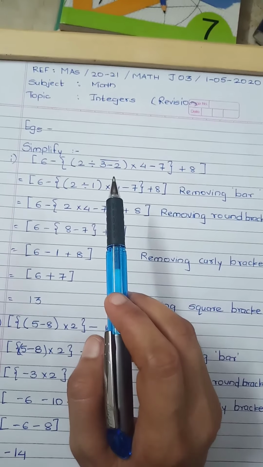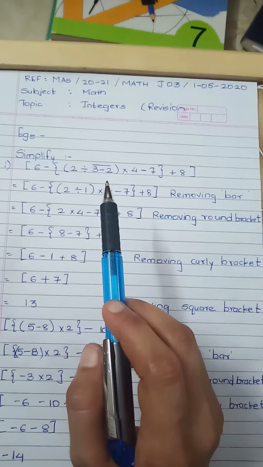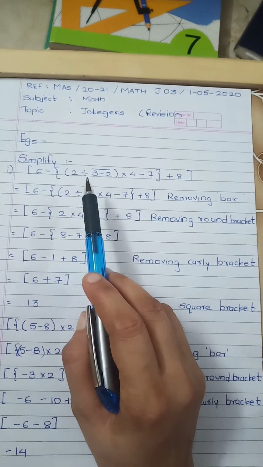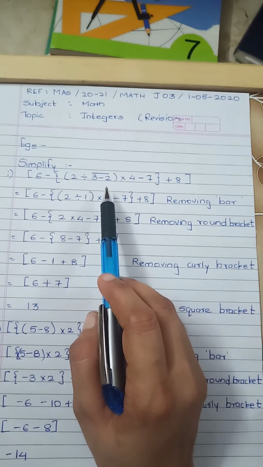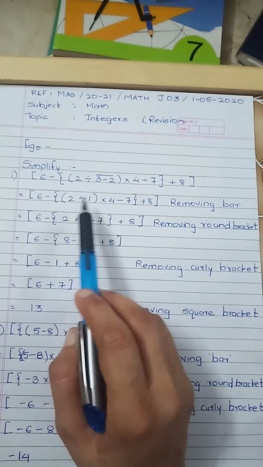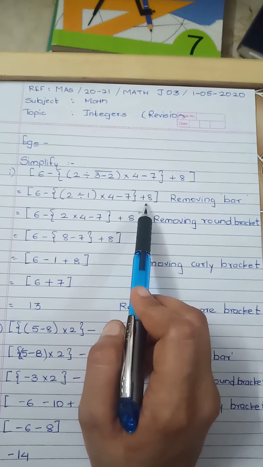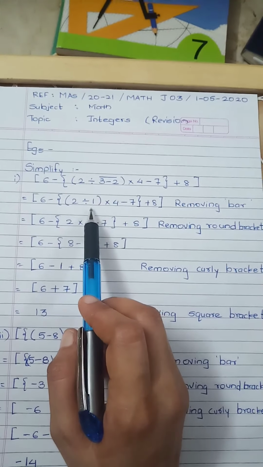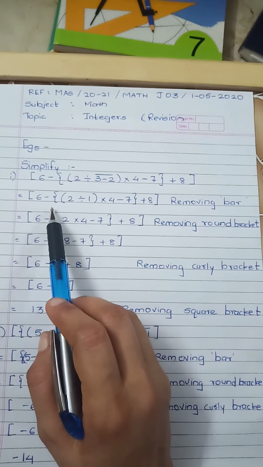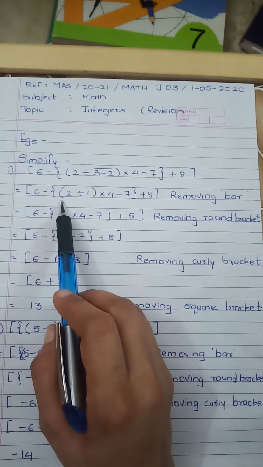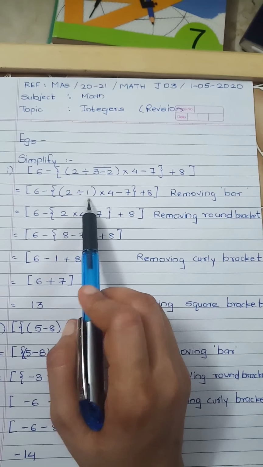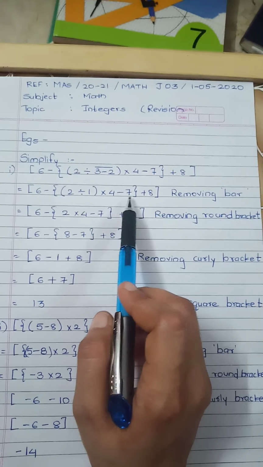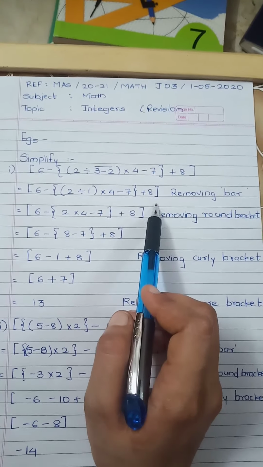So the first step is to remove the bar. The bar is on 3 minus 2, so we are going to first solve the bar. What is 3 minus 2, children? 1. The other numbers we are going to write as it is with their brackets. We are just going to remove the bar. So the sum is now 6 minus curly bracket, round bracket, 2 divided by 1. Why 1? Because 3 minus 2 is 1. Then multiplied by 4 minus 7, curly bracket, plus 8, then the square bracket.